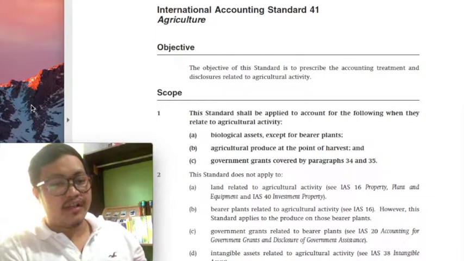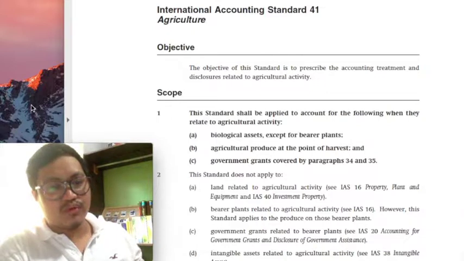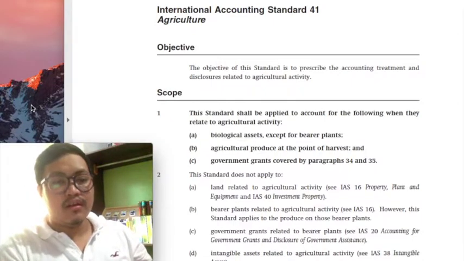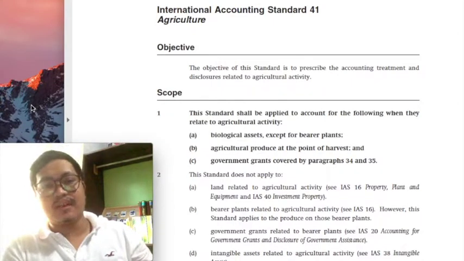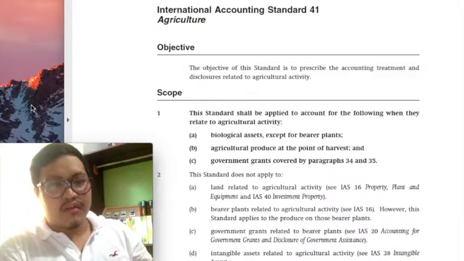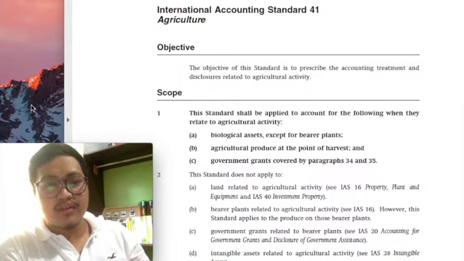It would be very understandable for a student who did not read anything to come up with a conclusion that bearer plants, being a plant, will be part of your biological assets and thus covered by PAS 41. But that's wrong. Because as to the use of your bearer plants, class, it does not relate to agricultural activity. Okay, that is why your bearer plants is not covered by PAS 41. It is treated as property, plant, and equipment.